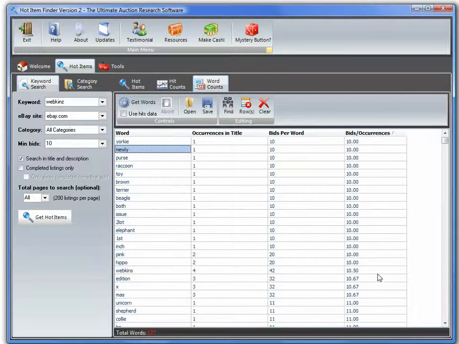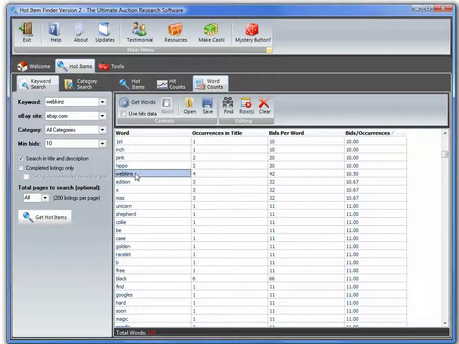So start looking at these words. For example, this one here, Webkins. Now take a look at that. Look at that word. It's misspelled. It's supposed to be with a Z, and now it's with an S. It only occurred 4 times, but it pulled 42 bids for that word. That is a valuable word. You should use that word in your auction titles if you're selling that particular product. That's how valuable this can be.